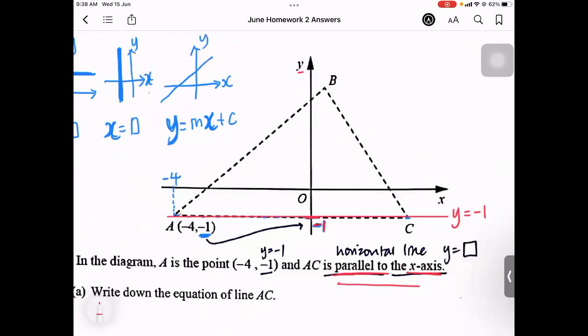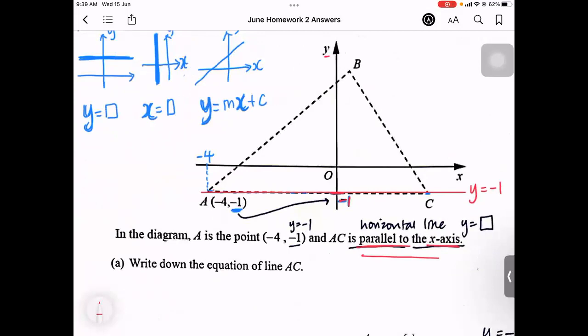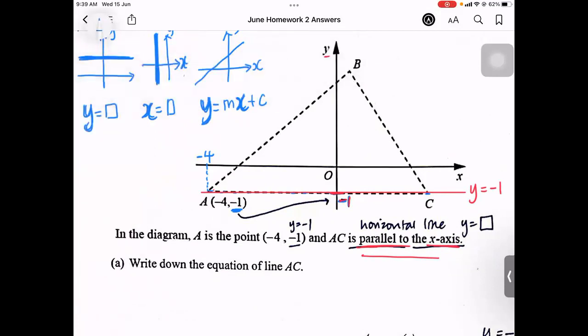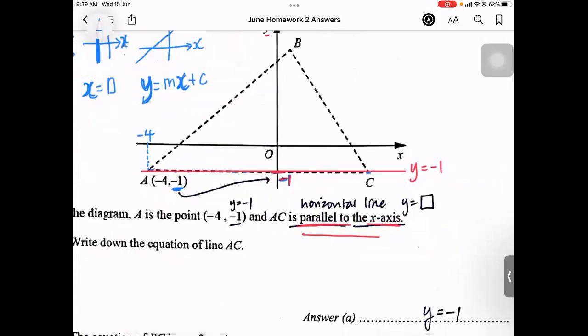Okay, so for the first question, write down the equation of line AC. You can try to do your y equals to mx plus c. You will not get the gradient, you get 0 or something like that. Not necessary. Straight away, you should recognize horizontal straight line, cut y-axis at a number. So y equals to -1.